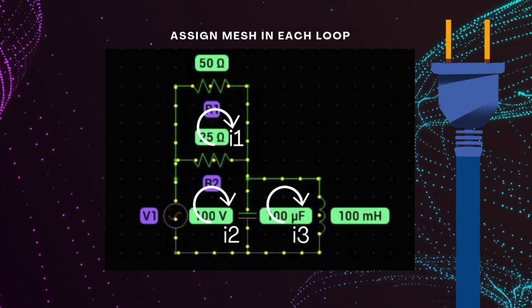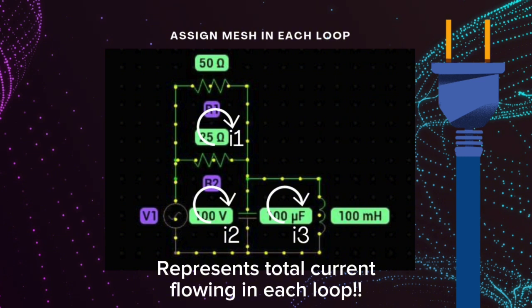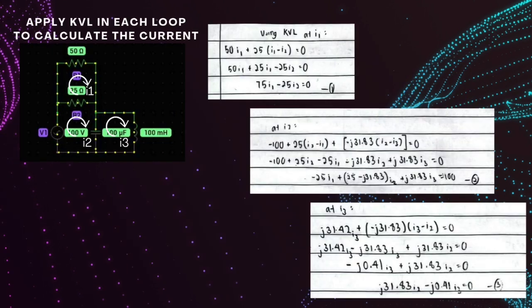Next, we assign mesh currents to each loop in the circuit. These are typically labeled I1, I2, and I3. Mesh currents represent the total current flowing in each loop. Assigning mesh currents is a fundamental step in mesh analysis that simplifies the problem by breaking down complex circuits into individual current paths. Now, we will apply Kirchhoff's voltage law in each loop.